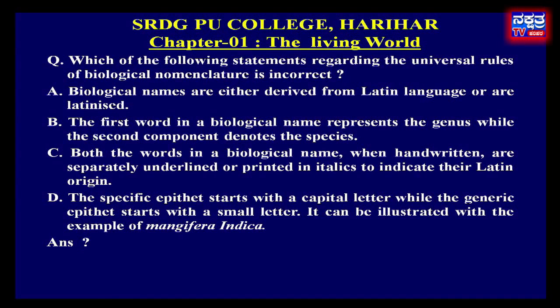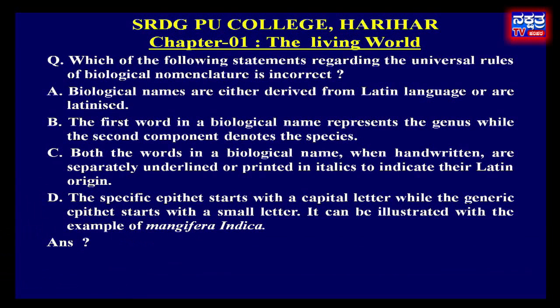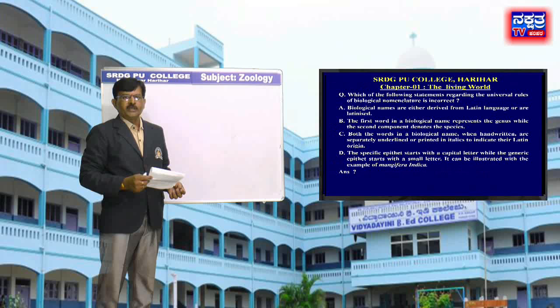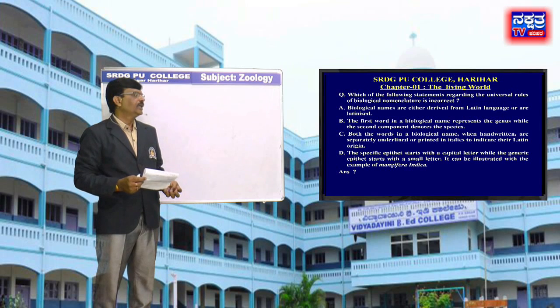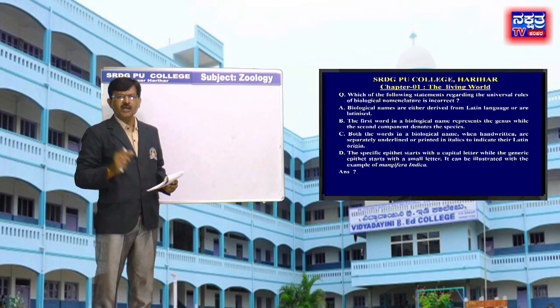Option D, the specific epithet starts with a capital letter, while the generic epithet starts with a small letter. It can be illustrated with the example of Mangifera indica. In the given options, A, B and C are the correct options, but D is the wrong answer.